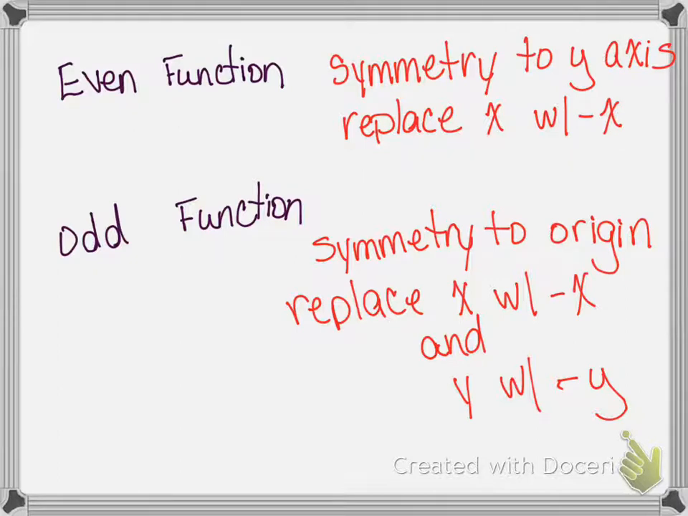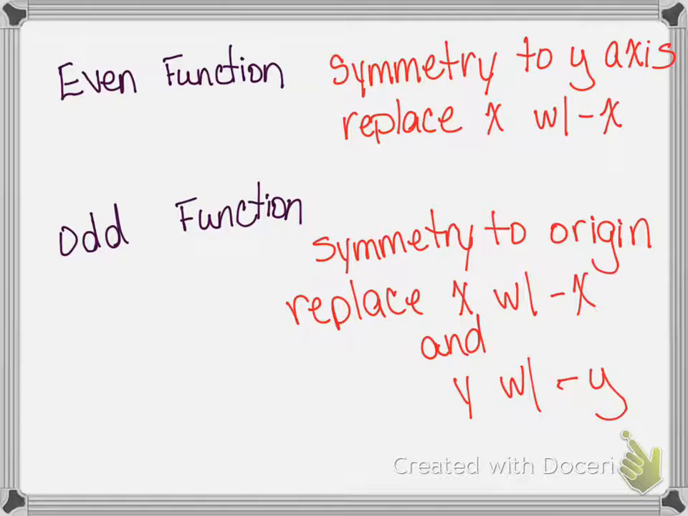Now, we are going to take this knowledge right here and apply it to even and odd functions. Something is an even function if it's symmetrical to the y-axis. Something is an odd function if it's symmetrical to the origin. Now, we've left out something being symmetrical to the x-axis.